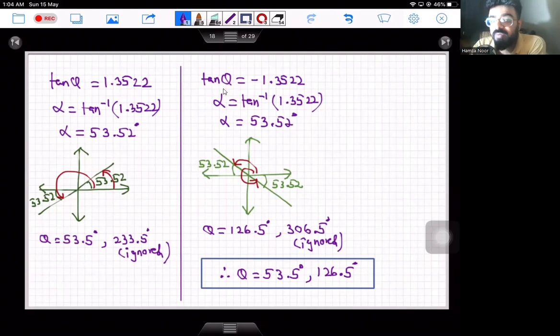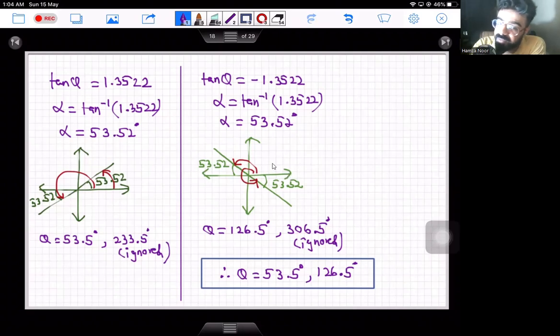And the other possible value of tan theta was minus 1.3522, but when we find the basic angle, we always ignore the negative sign. So tan inverse, again 1.3522, which will give you 53.52. But since this time we are dealing with a negative value of tan theta, and since we know that tan theta is positive in the first quadrant and the third quadrant, tan theta is not positive in the second one and the fourth one. Tan theta is negative in the second quadrant and the fourth quadrant. And the basic angle alpha always lies between the slant line and the horizontal axis. So 53.52 over here and 53.52 over here.